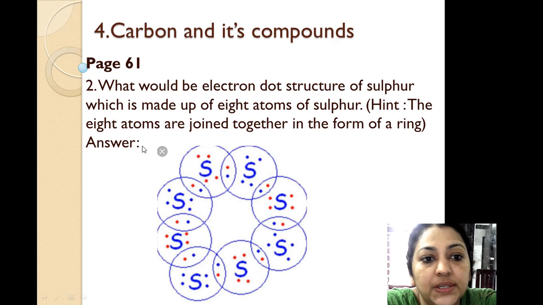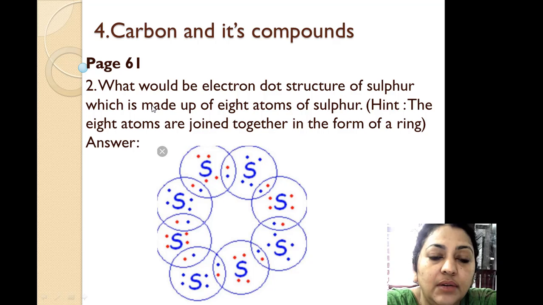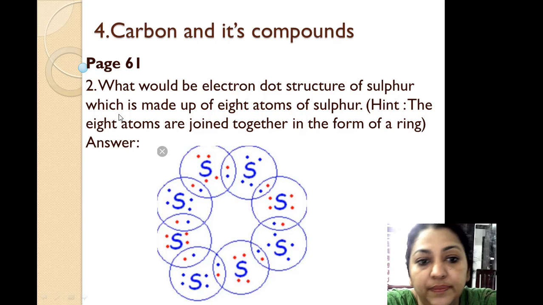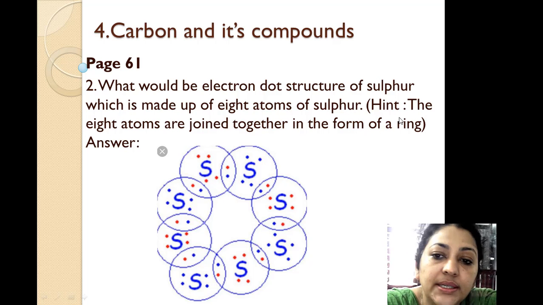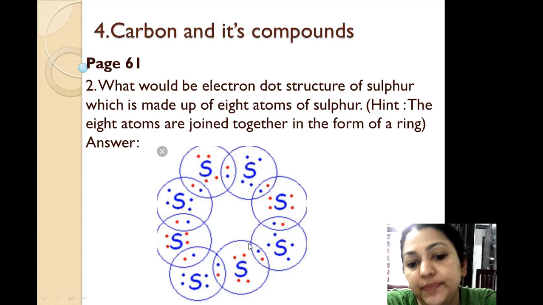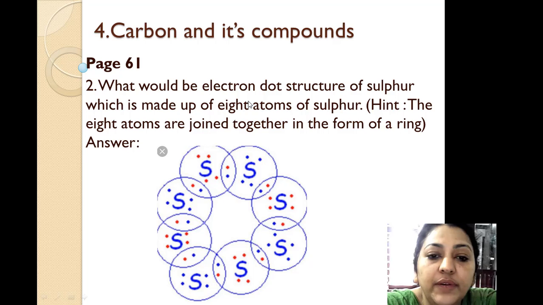It is from page 61, second question. What would be the electron dot structure of sulfur, which is made up of 8 atoms of sulfur? One hint is given here: the 8 atoms are joined together in the form of a ring. Now, sulfur is a polyatomic molecule. What is a polyatomic molecule?